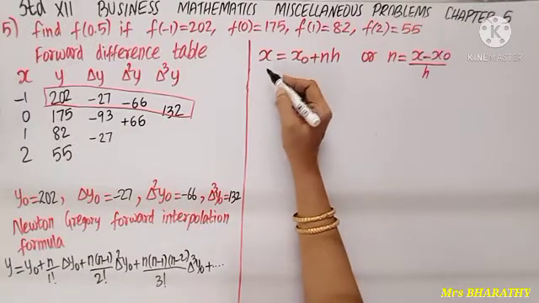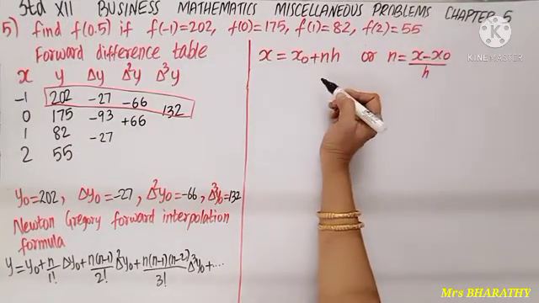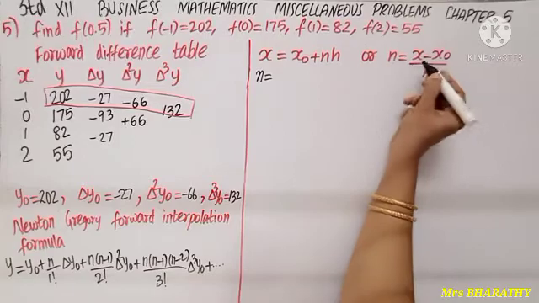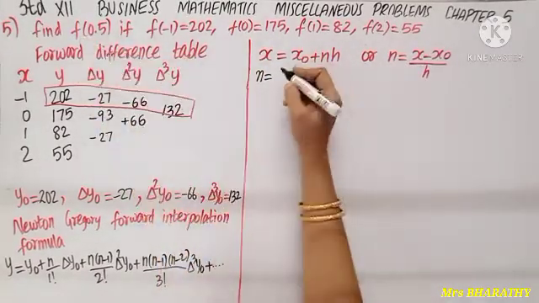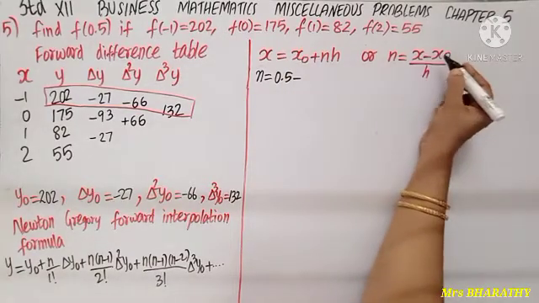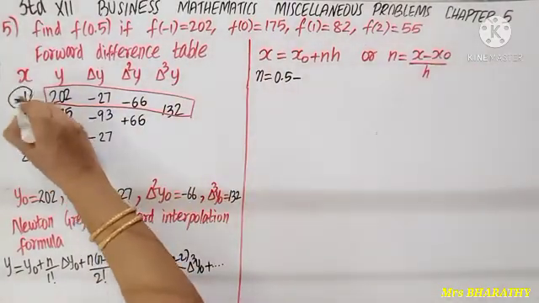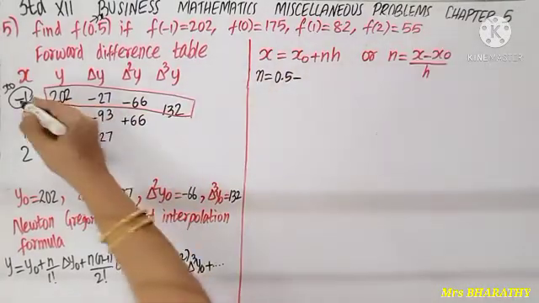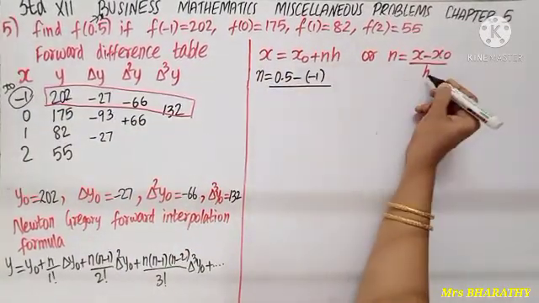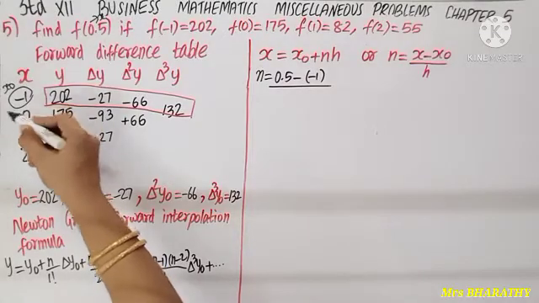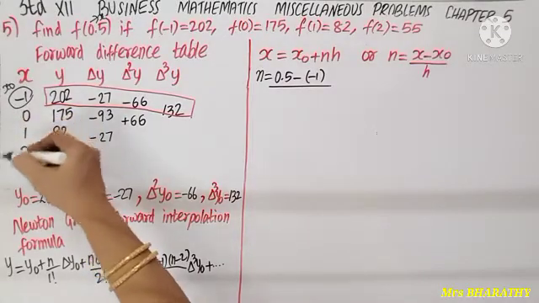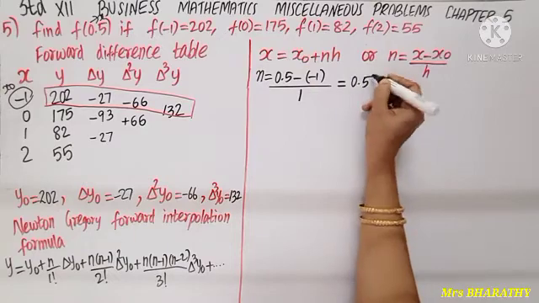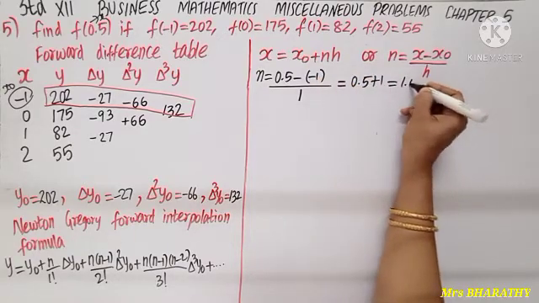What is x? It is x0 plus nh, or I can rewrite n is equal to x minus x0 by h. X, the given value in the question, that is 0.5, minus x0. The very first value we call x0. This value we call x. X0 is minus 1, divided by h, the equal spacing. Minus 1 to 0, 0 to 1, 1 to 2, it is increasing by 1. H is equal to 1. As we simplify, it is 0.5 plus 1, that is 1.5.